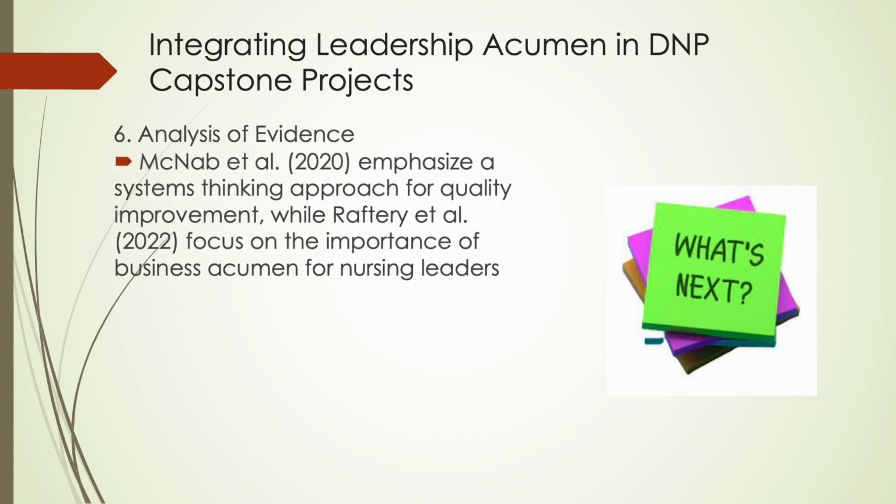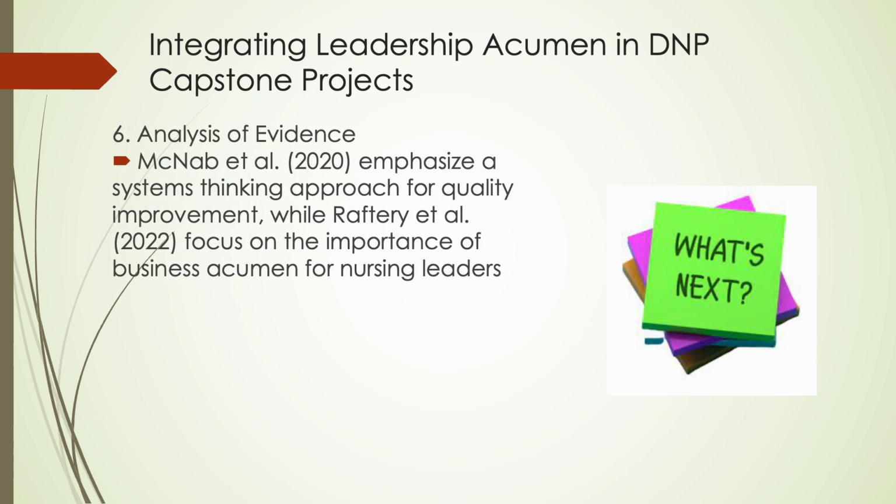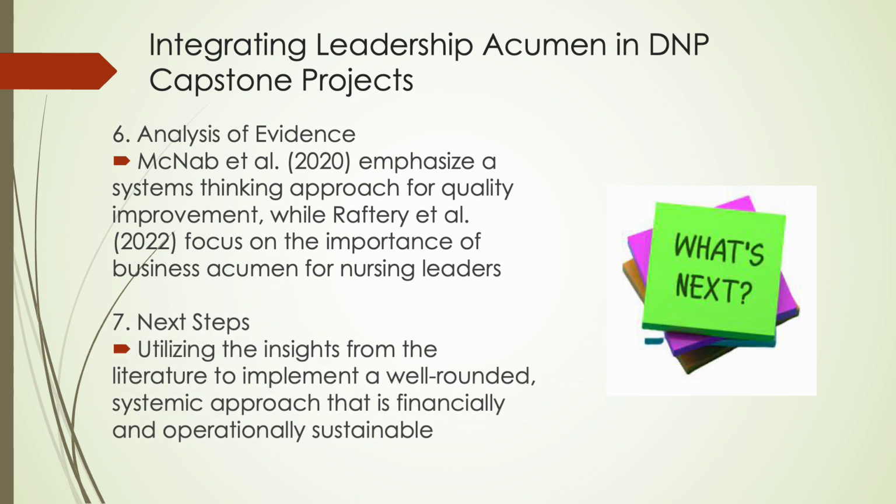So, let's look at the articles. We have the first article by McNabb et al. in 2020, which provides a systems thinking perspective that is essential for recognizing the multifactorial nature of obesity, while the second article by Raffetti et al. in 2022 underscores the importance of understanding the economic and operational aspects of healthcare interventions. The combination of these two perspectives equips a leader with the necessary tools to design and implement interventions that are both patient centered and systematically viable.